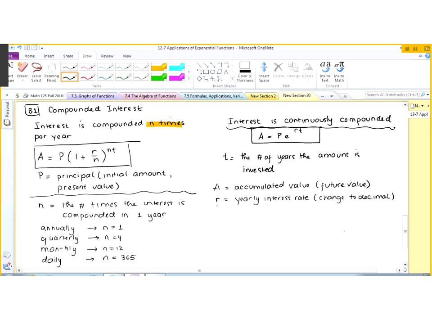Now, what do I mean by continuously compounded? Is there anything that is continuously compounded? Well, that is done in theory only. There is no interest that is compounded continuously. Nobody will give you interest that is compounded continuously.